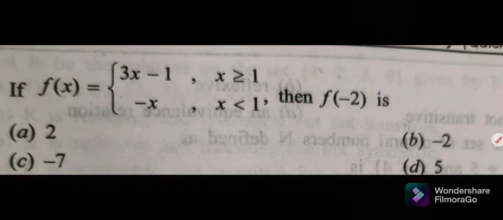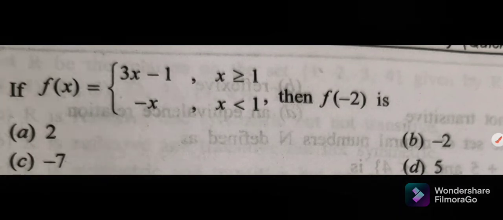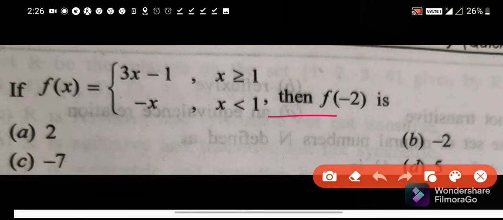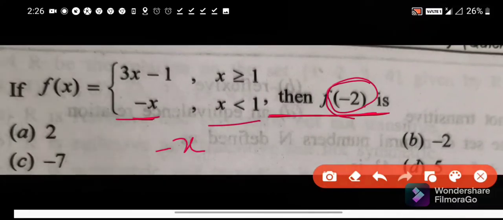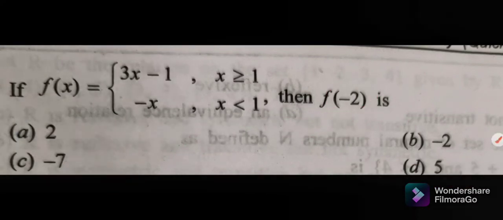Next question, important. If f(x) is equal to 3x minus 1, x is greater than or equal to 1, and minus x if x is less than 1, then f of minus 2. Now minus 2 is less than 1, so choose this function, minus x. Now f of minus 2 is minus of minus 2, which is equal to 2. So the answer is A option.